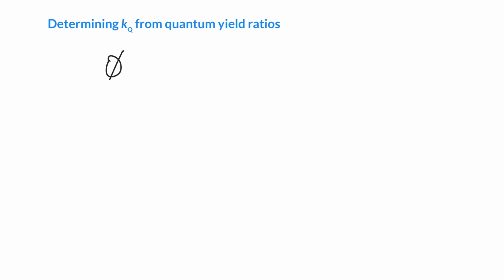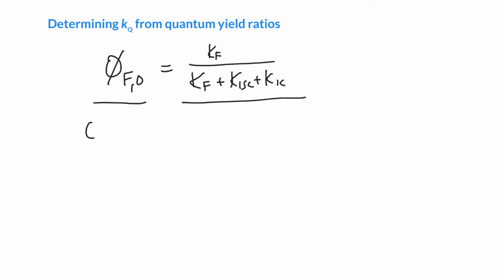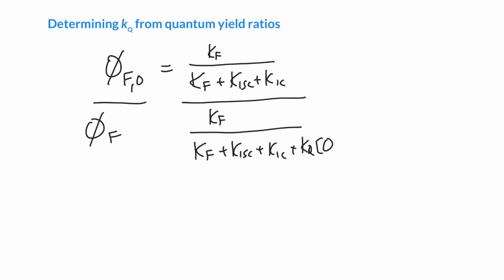So we've got the quantum yield in the absence of a Quencher, and we saw that this is equal to Kf divided by the sum of all those rate constants for deactivation, Kf, K intersystem, and K internal conversion. And we are going to divide this expression by the quantum yield in the presence of a Quencher, which we saw is equal to Kf divided by Kf plus K intersystem plus K internal conversion plus that rate constant we're interested in, Kq times Q. Gosh, those are some big expressions there.